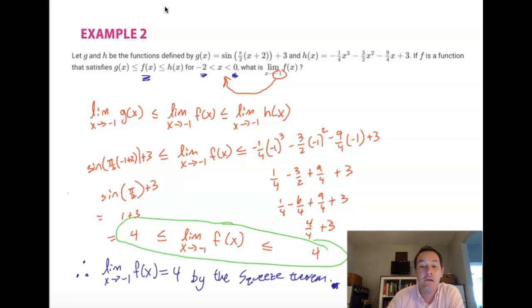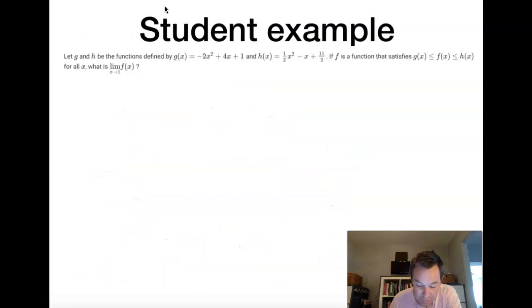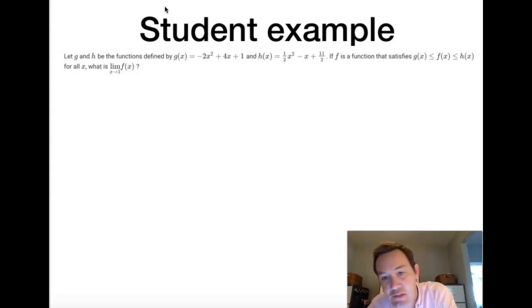All right. That's it. I'm going to give you a student example. Give this a shot and we'll discuss it in class. Pretty similar to the one I just did. Pause it here. Try it. Come up with a value. Make sure you're practicing the justification. Right? So citing the theorem when you use it. And again, I'll see you in class.